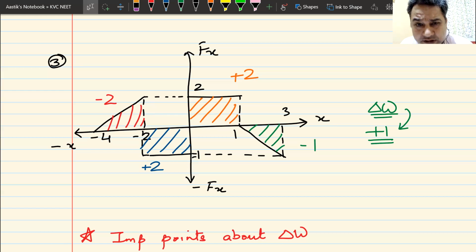First quadrant, area is positive. Second quadrant, area is negative. Third quadrant, area is positive. And fourth quadrant, area is negative.